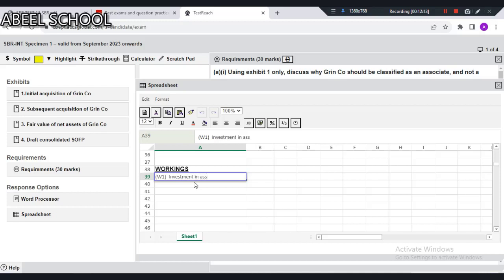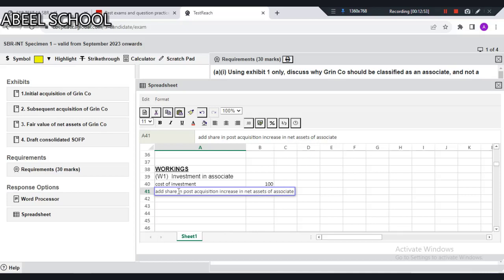Investment in associate. So simply take the cost of investment. They have given us the cost of investment, 100 million. Add simply the share in post-acquisition equity, which is the increase in net assets of the associate. So now the associate has net assets of 348. Earlier it was 286, bracket close, into 20%.